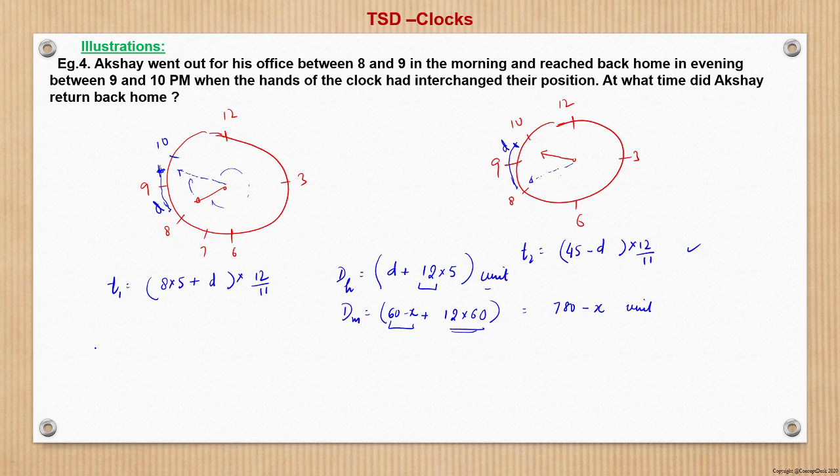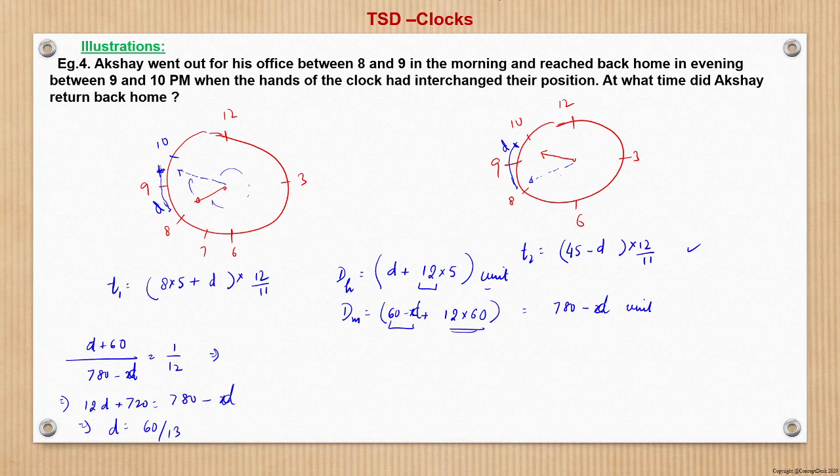So this will be nothing but the ratio of their speeds. So d plus 60 upon 780 minus x is equal to 1 upon 12. This we can further simplify as 12d plus 720 is equal to 780 minus x. Let this be d here. So here it becomes 13d, and this will become 60. So d is nothing but 60 by 13.